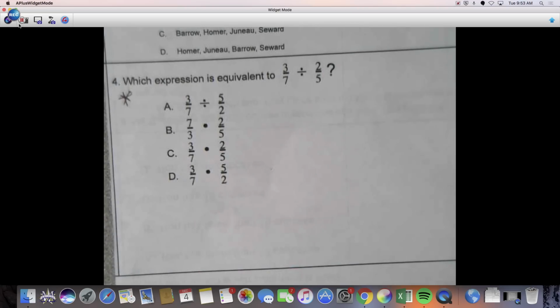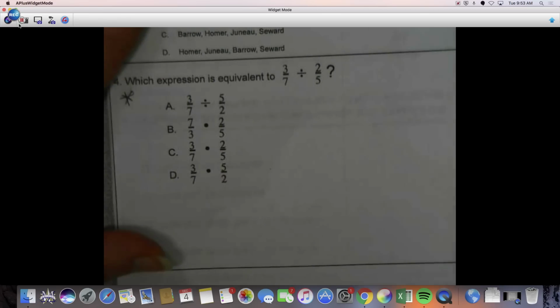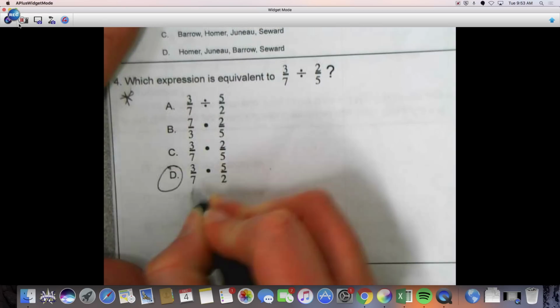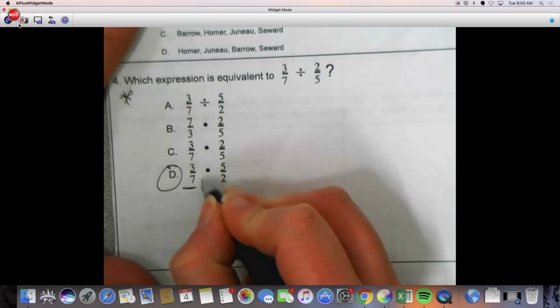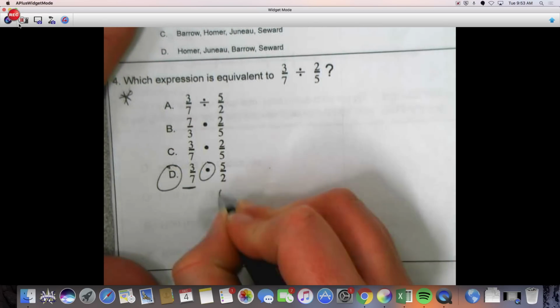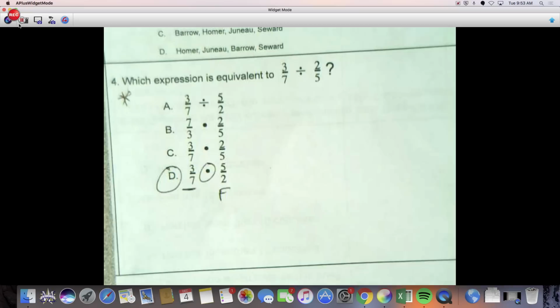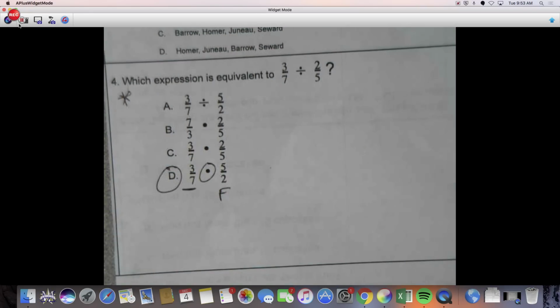One of those super fast ones. All you have to do is what? Keep, change, flip. So what would be your answer? D, because we keep 3/7, we change it to multiply, and we flip 2/5 to be 5/2. Okay, turn it on the back side.